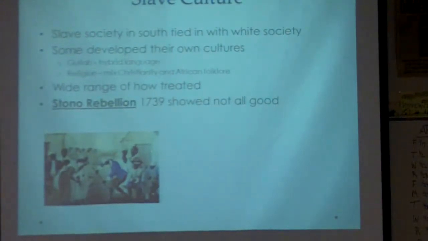But the one thing, and this is where later on we're going to kind of look at some of the slave rebellions. We will in 1639 have a slave rebellion, the Stono Rebellion.